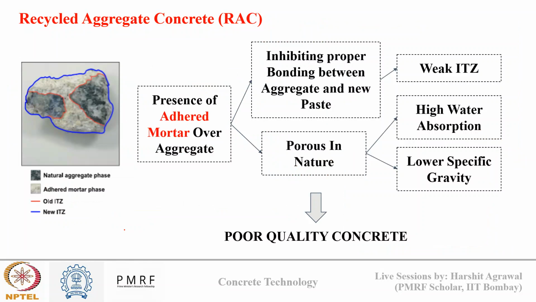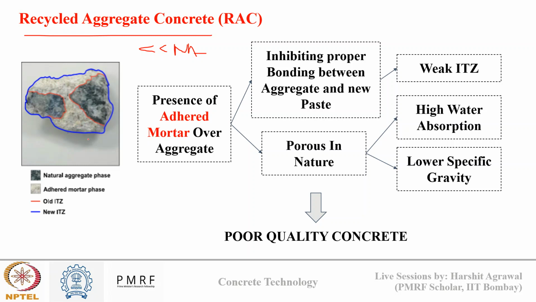Now, though these RCA promote sustainable construction, there is a major problem when we talk about the integrity of concrete made with recycled aggregates. That is the reason why recycled aggregate concrete has much smaller strength than concrete made with natural aggregate. Why does this happen? This happens due to the presence of adhered mortar over the aggregates in the RCA.